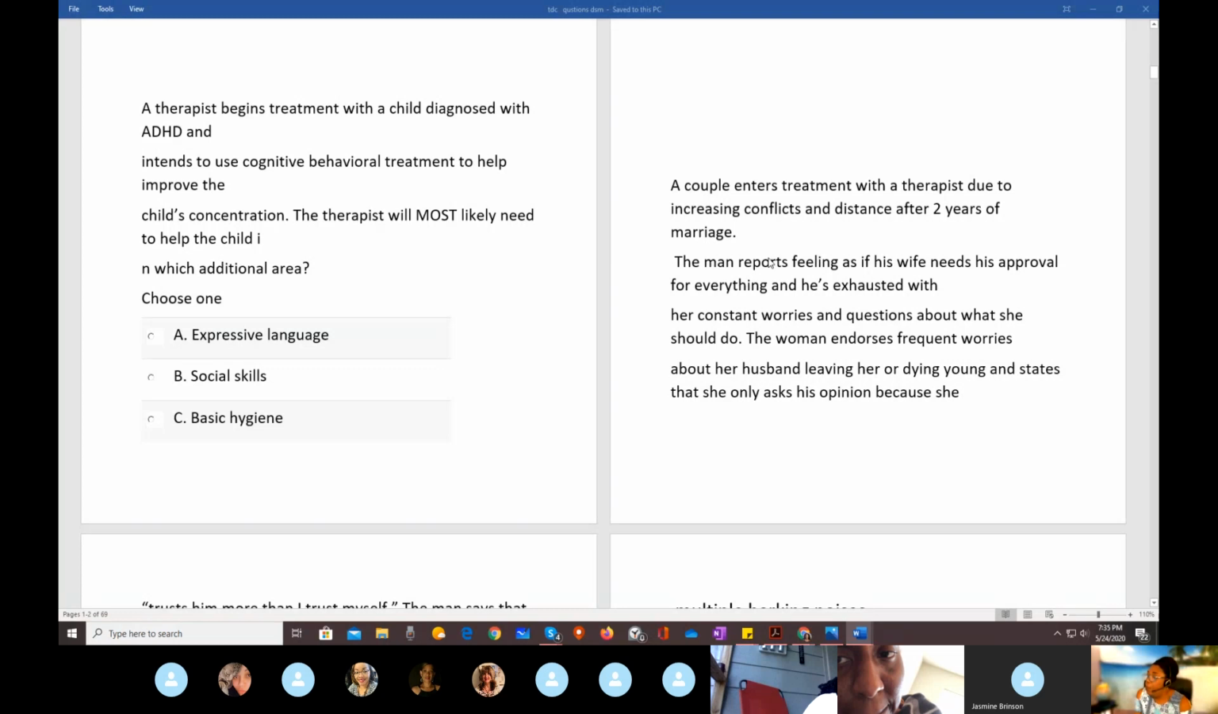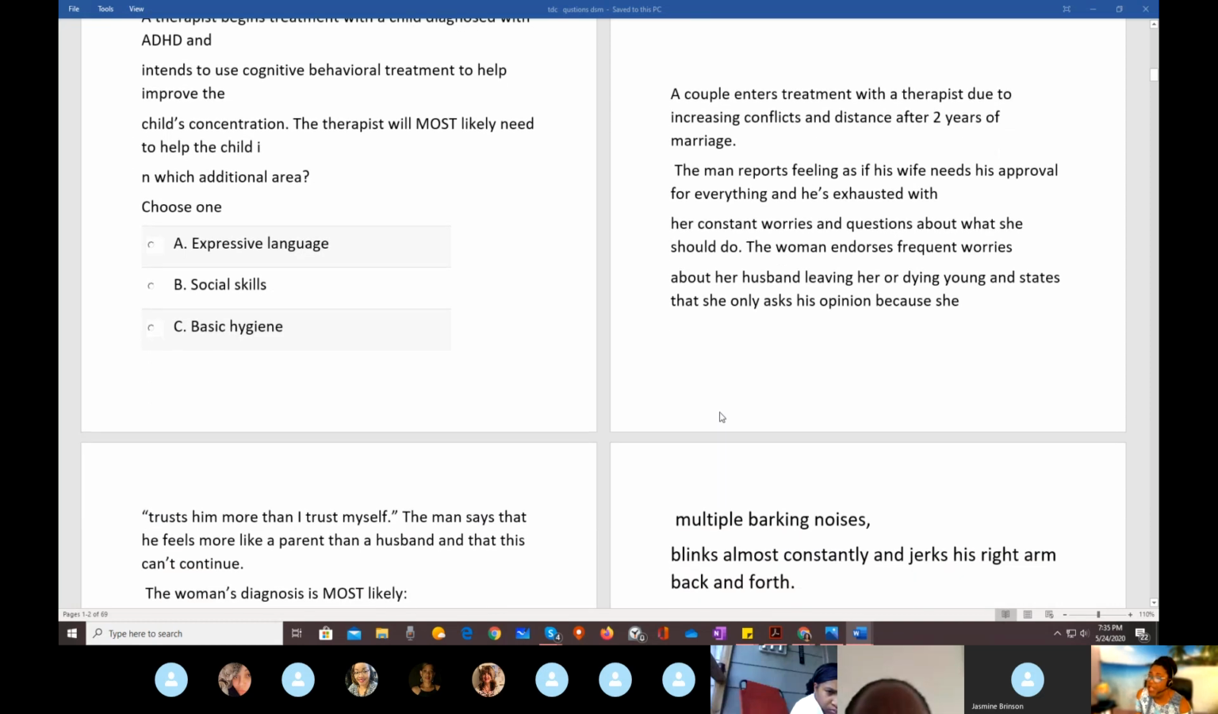A couple enters treatment with a therapist due to increasing conflicts and distance after 2 years of marriage. The man reports feeling as if his wife needs his approval for everything and is exhausted with her constant worries and questions about what she should do. The woman endorses frequent worries about her husband leaving her or dying young and states that she only asks his opinion because she doesn't trust herself. Even before I finish, what do you think this is? Dependent personality. Yes.